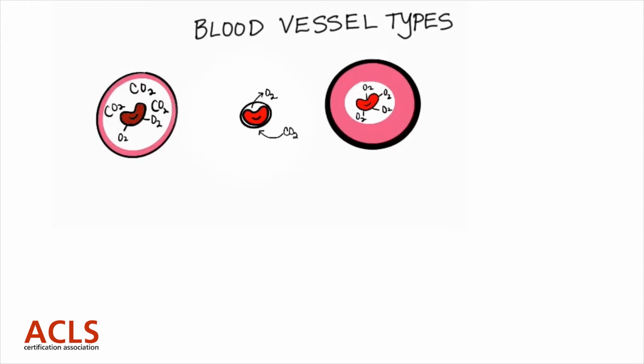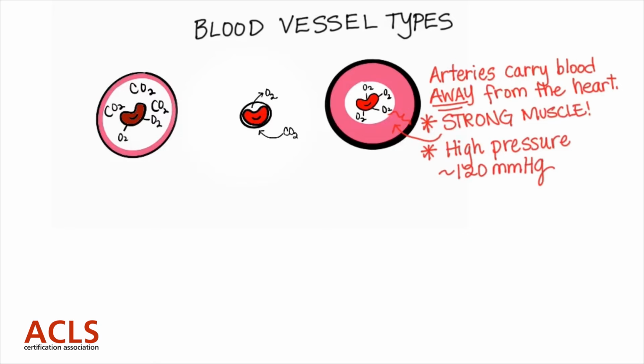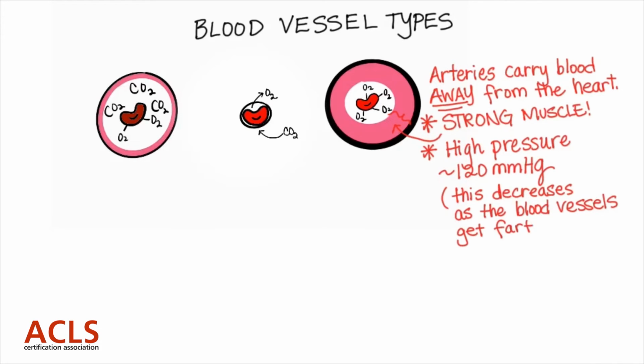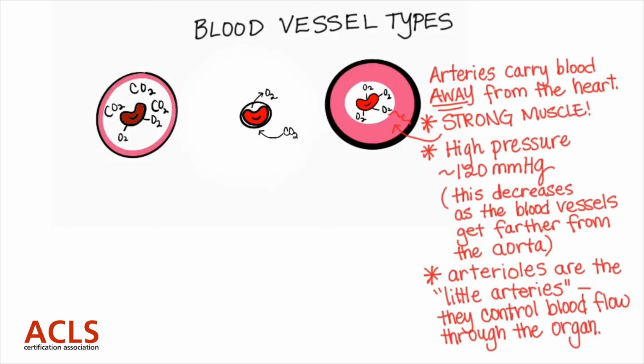So, blood vessel types. There are generally 3 kinds of blood vessels. Arteries carry blood away from the heart. They typically are very strong and muscular. Look at the size of that wall. They're under high pressure, but this does decrease as the blood vessels get farther from the aorta. And the arterioles, they are arteries, but they're little arteries, and they tend to control the amount of blood flow that can go through a particular organ.